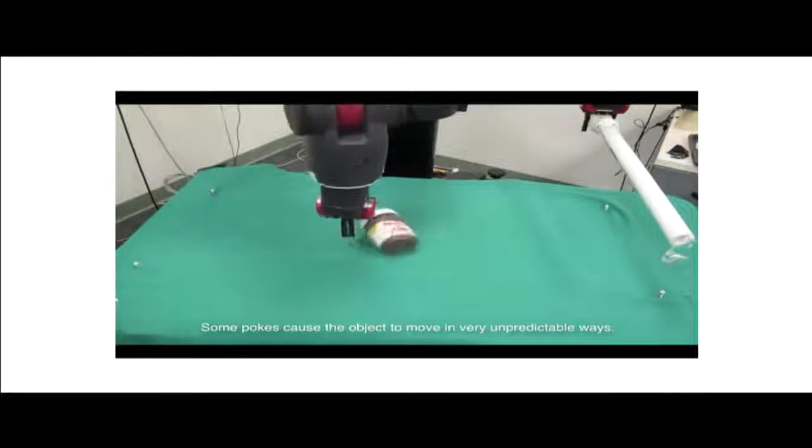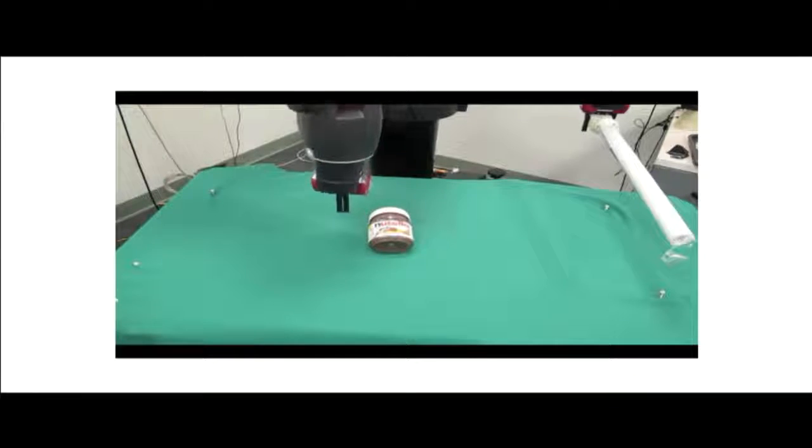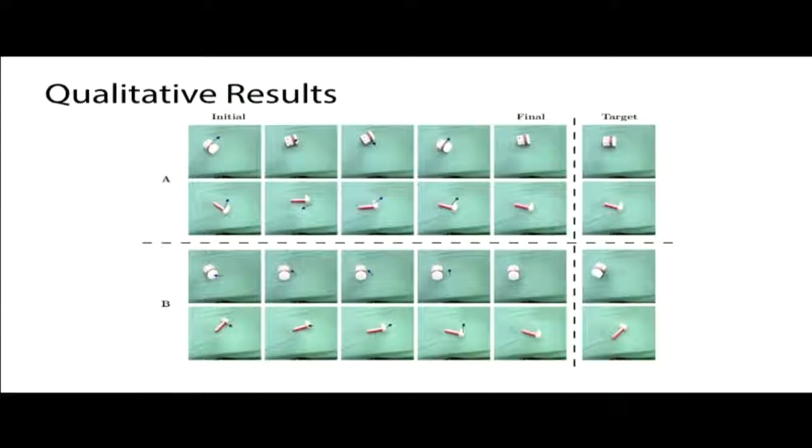Okay, so some qualitative results of how this works. The goal image is shown on the far right, and the initial image is shown on the far left. At each time step, you can see how the robot poked the object to get as close to the goal image as possible. And you can see on the second to last column the final image that was achieved by poking the object.